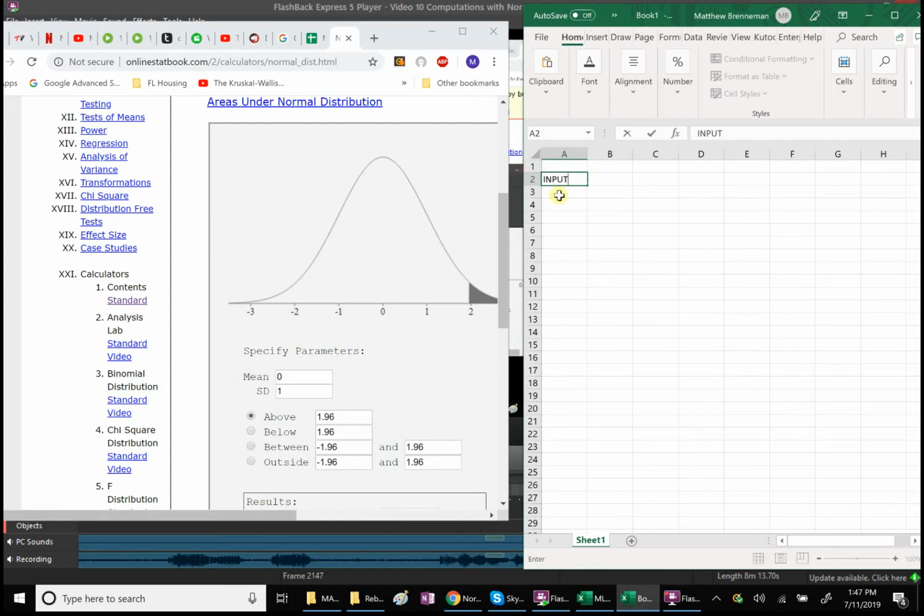So first of all, let's look at our input that we need. If we're going to do a computation, we need a data value that we want the percentile of. Then we need to know the mean of the normal distribution and its standard deviation. And then our output will be the percentile.